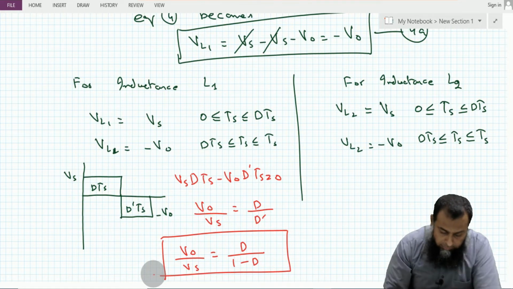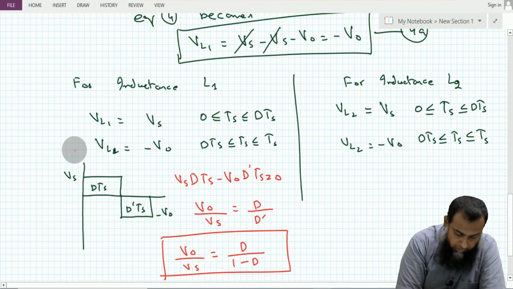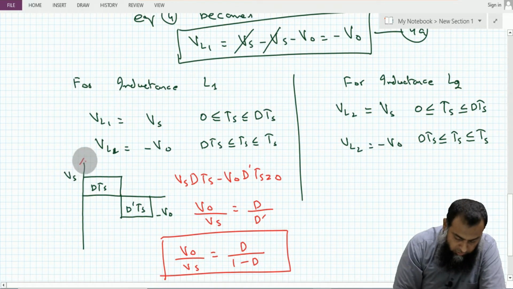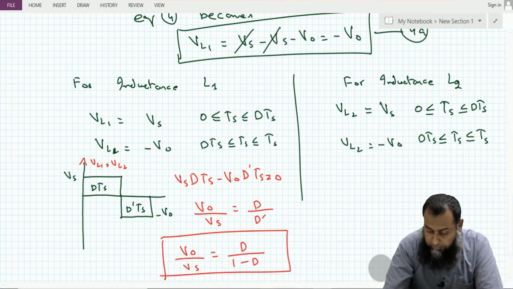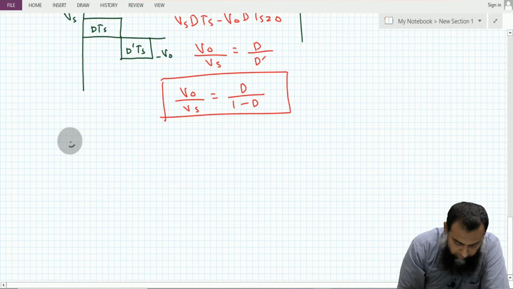So the same can be obtained by actually plotting the voltage here. So this is also VL1 and this is also VL2. So both gives you the same value of the transfer function. As the next step, let us plot the inductor current waveforms.